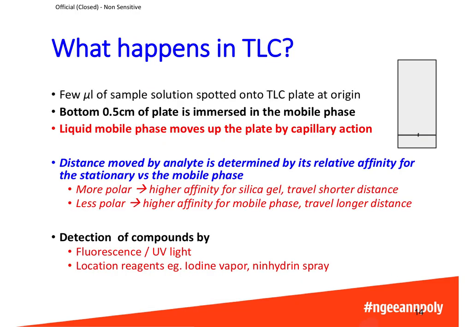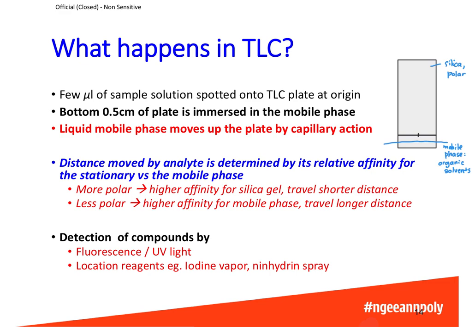What happens in TLC? Let's do a short recap. The stationary phase in TLC is usually silica gel, which is a polar stationary phase. The mobile phase is made of organic solvents, and the organic solvents are relatively non-polar in comparison to silica. But as we have seen in the eluotropic series, there are a range of polarities for organic solvents, so the solvent can be chosen so that it provides a suitable polarity for the purpose.